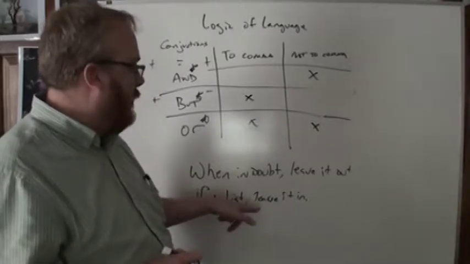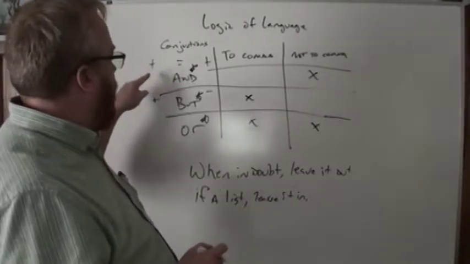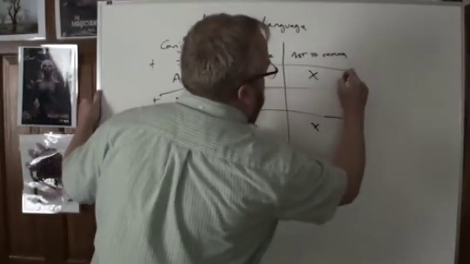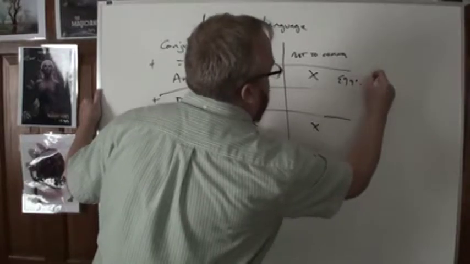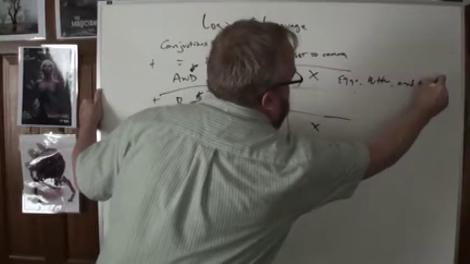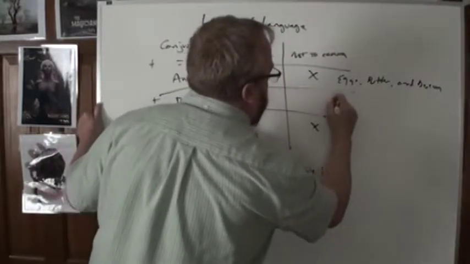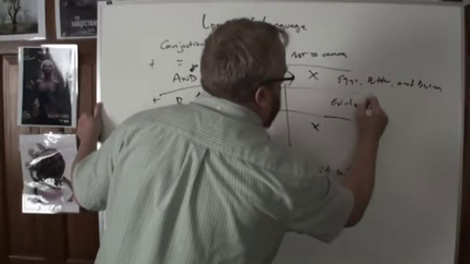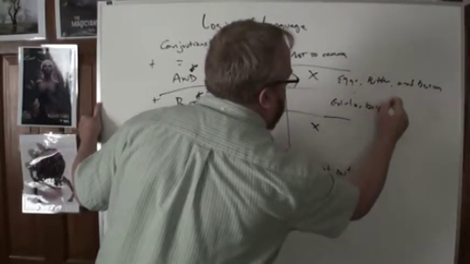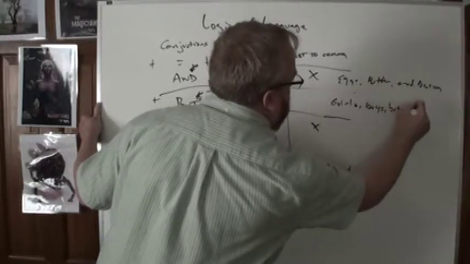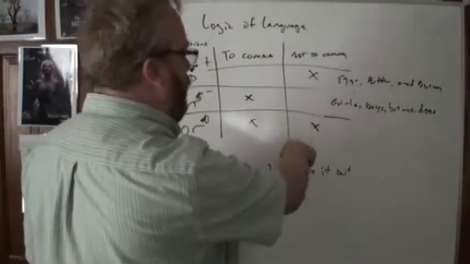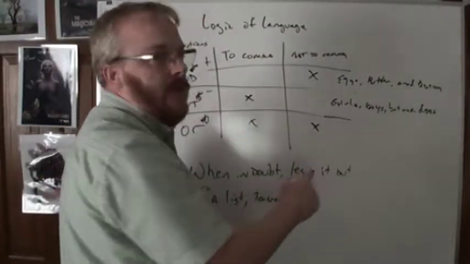And then if it's a list, leave it in, and lists in both and, but, and or are going to be a list of things. So eggs, butter, and bacon. Okay. Girls, boys, but not dogs. Okay, and then the same for down here.